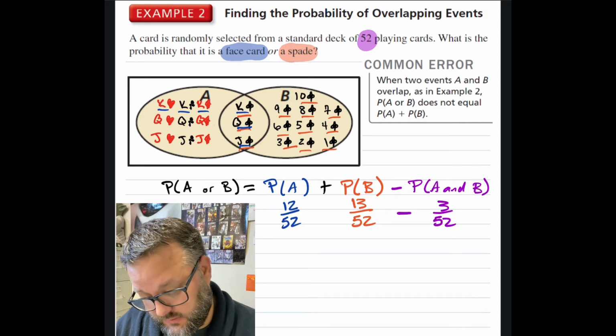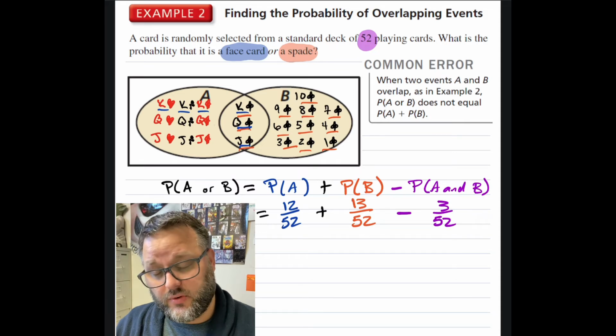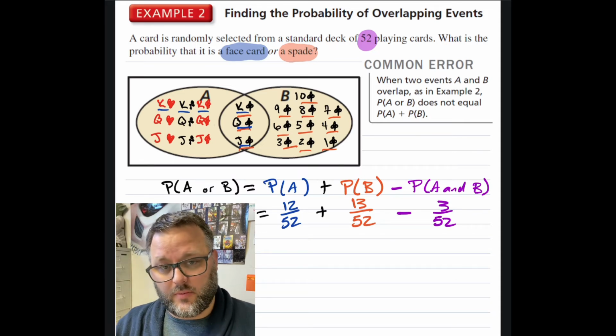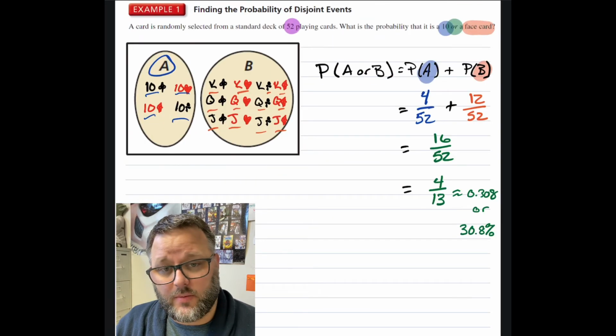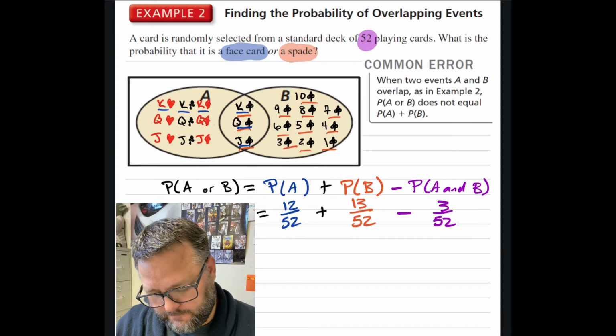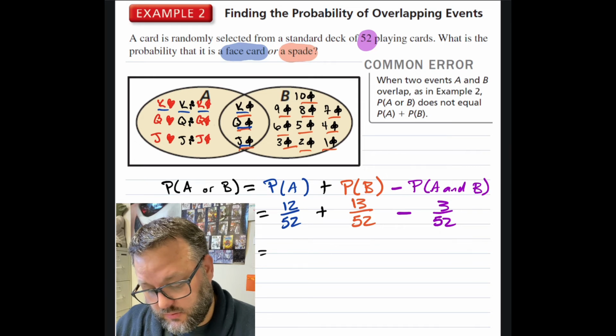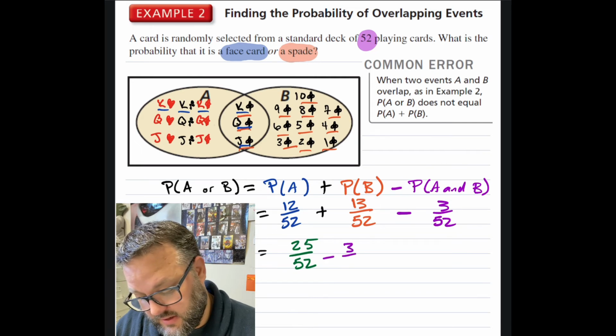And this is what's going to give me my final answer: the probability of A plus the probability of B minus the probability of A and B. As a matter of fact, if we go back to example 1, it was the same. It's just that the probability of A and B was 0, and so subtracting 0 leaves it as itself. So we get 12 plus 13 is 25. So right here, we're going to get 25 over 52, and then still minus 3 out of 52.